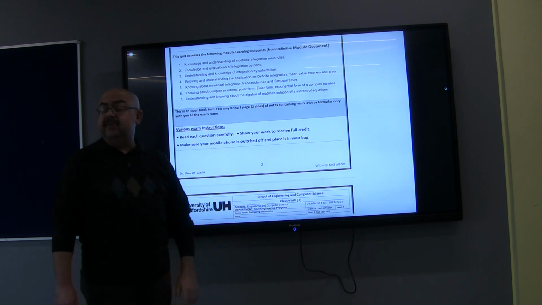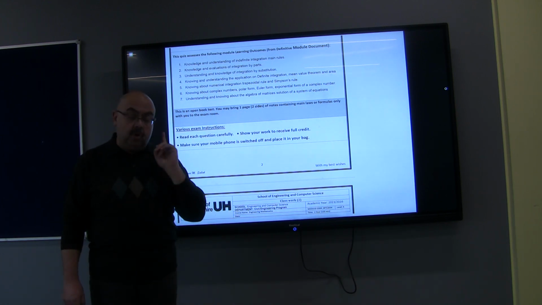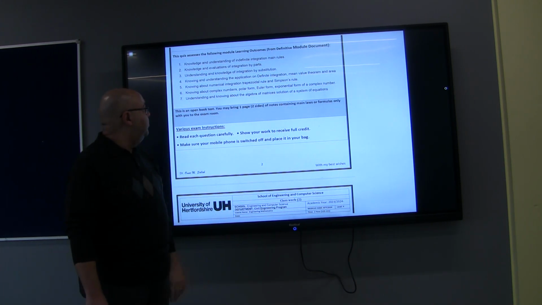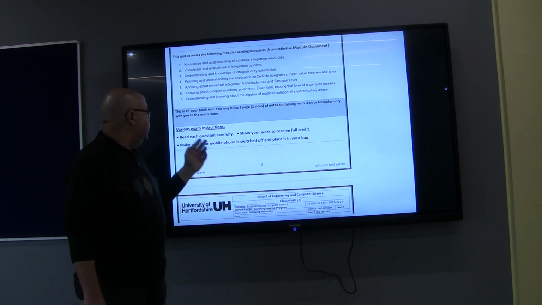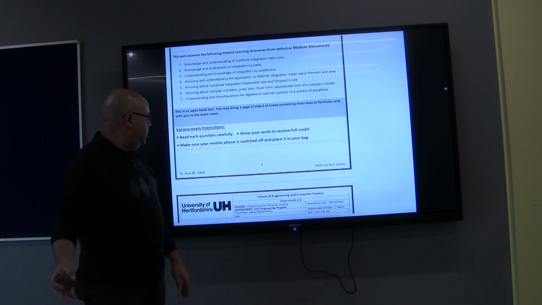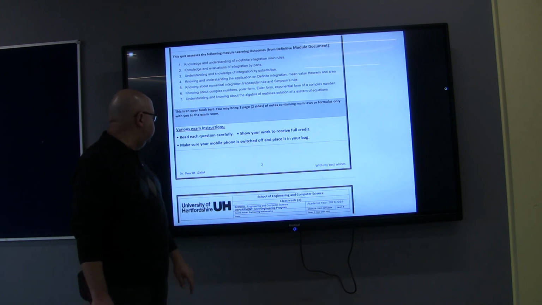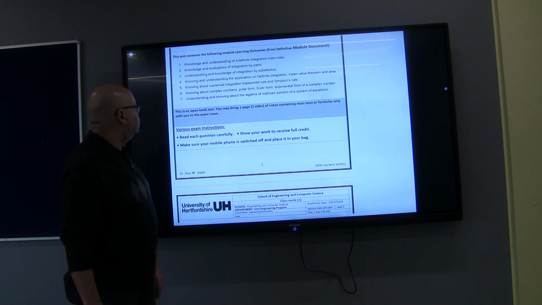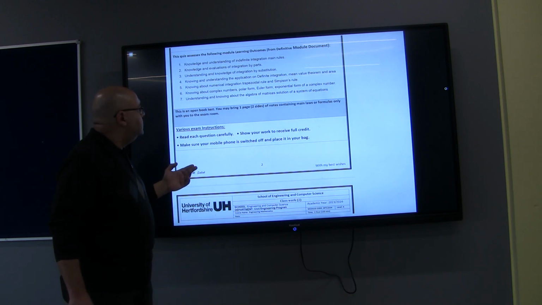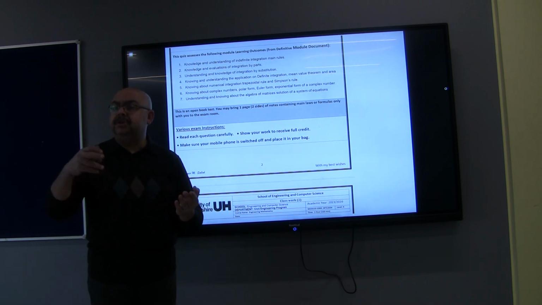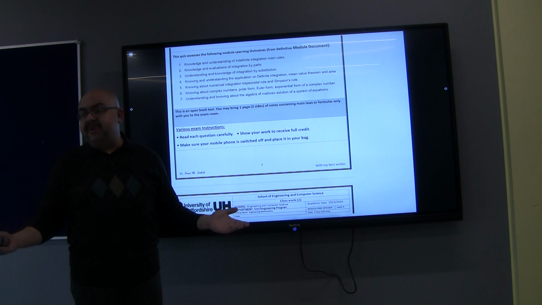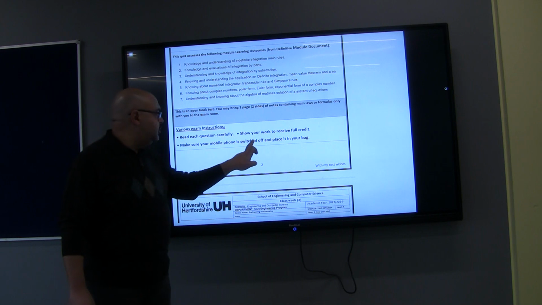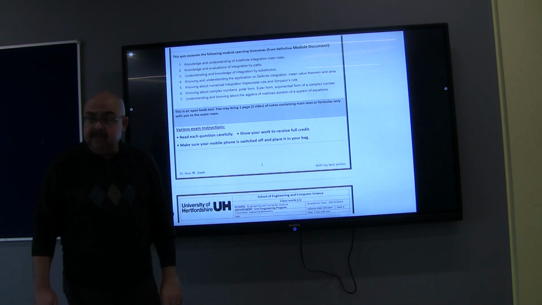Of course, you will have the right to bring one quarter paper, double-sided, containing the main laws or formulas, only with you to the exam. Various exam instructions: read your questions carefully, make sure your work is for credit. A quarter paper means A4. Some people use A3, and it's not allowed, okay? Make sure your mobile phone is switched off and place it in your bag, okay?